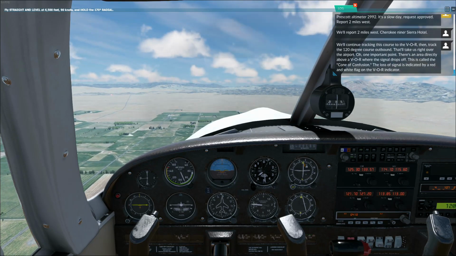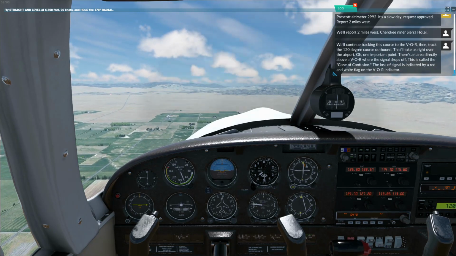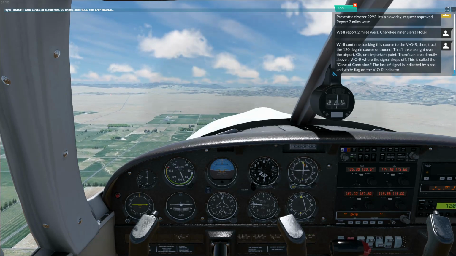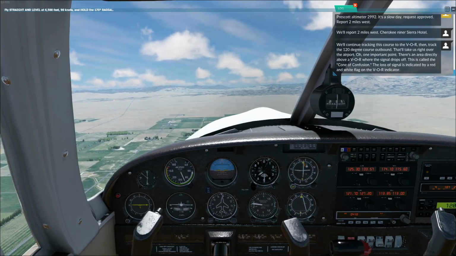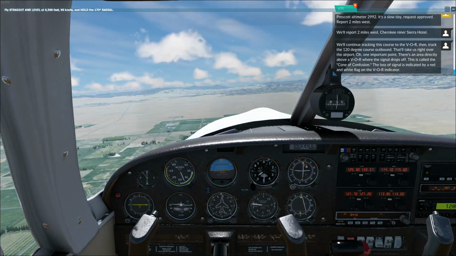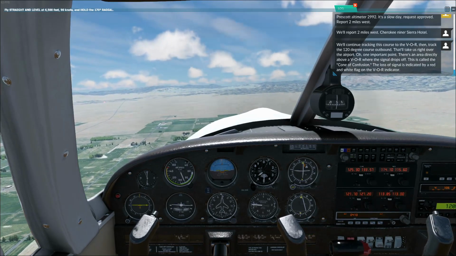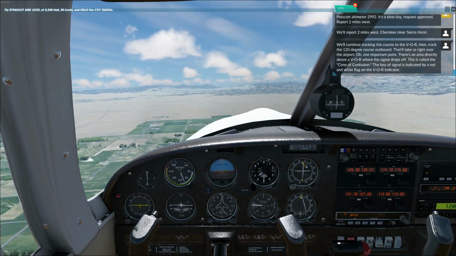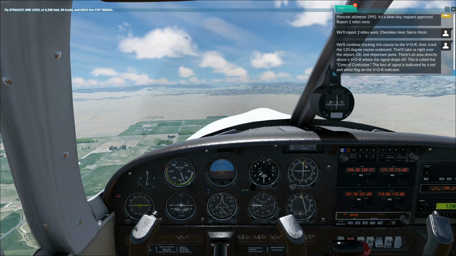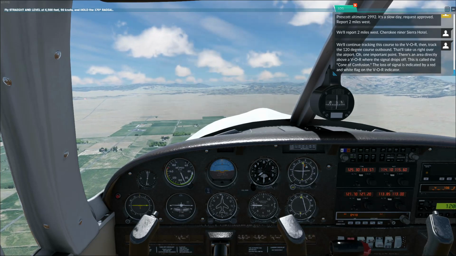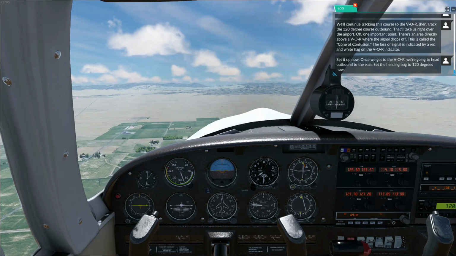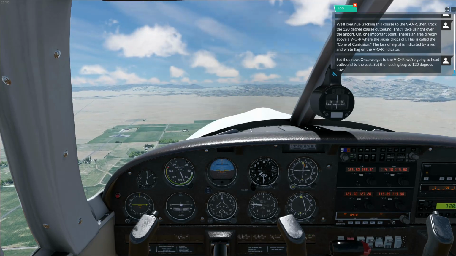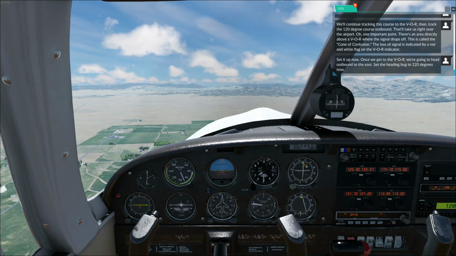Continue tracking this course to the VOR, then track the 120-degree course outbound. That'll take us right over the airport. Oh, one important point. There's an area directly above a VOR where the signal drops off. This is called the cone of confusion. The loss of signal is indicated by a red and white flag on the VOR indicator. Set it up now. Once we get to the VOR, we're going to head outbound to the east. Set the heading bug to 120 degrees now.